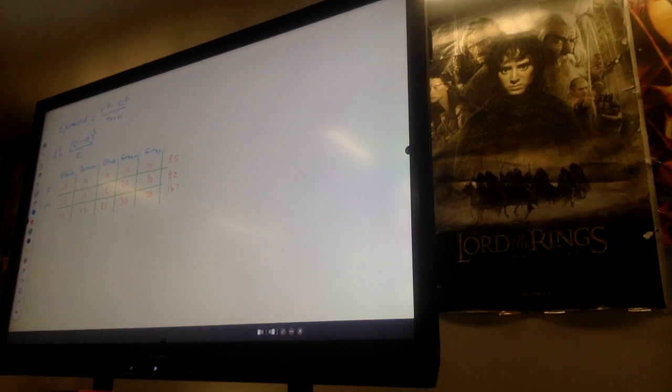Alright, so problem number 1 says you have a contingency table of 4 rows and 6 columns. How many degrees of freedom will be for the resulting? Well, if you have 4 rows, you go n minus 1, so 4 minus 1 is 3. And if you have 6 columns, you go 6 minus 1 to give you 5. So 3 times 5, so your degrees of freedom is 15. Pretty simple.